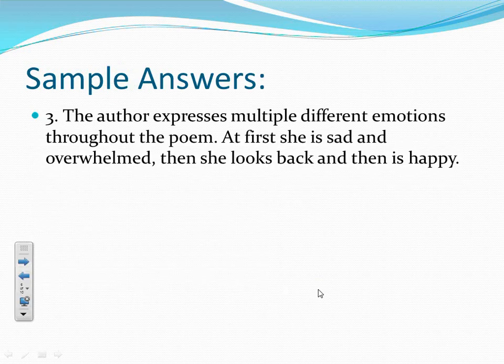So what we did was we took a look at some sample student answers, and I took these exactly from last week's work, and we discussed why something was good and why something wasn't good. And this answer: the author expresses multiple different emotions throughout the poem. At first she is sad and overwhelmed, and then she looks back and is happy. So you get a little sense of a timeline, but you don't get any examples. So the answer is a little bit vague. It needs supporting details, and it needs analysis.